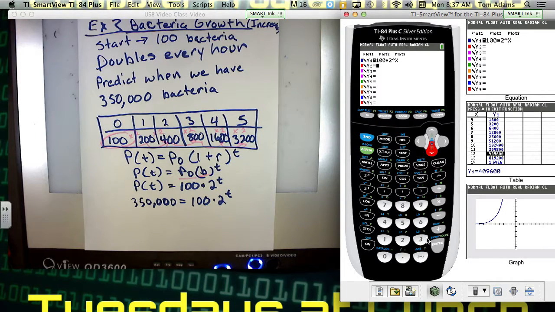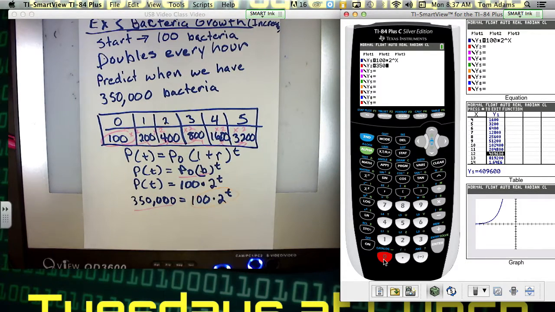Haven't we done this before, where we take one side of the equation and plug that in as a separate equation on our calculator, and then the other side as a separate function? So if I did something like this, 350,000, then what we need to do is look for where the two intersect.